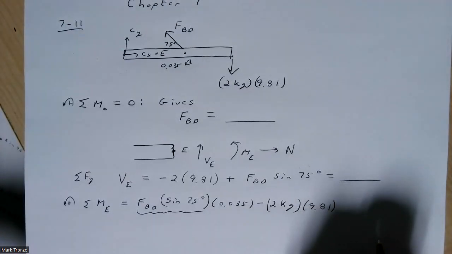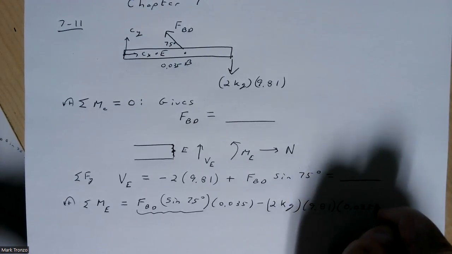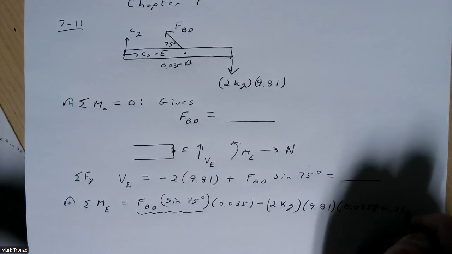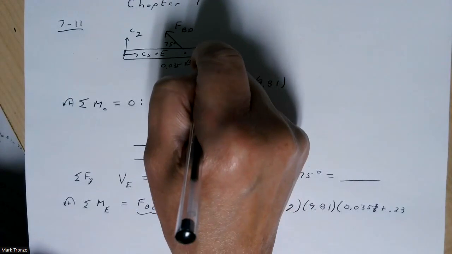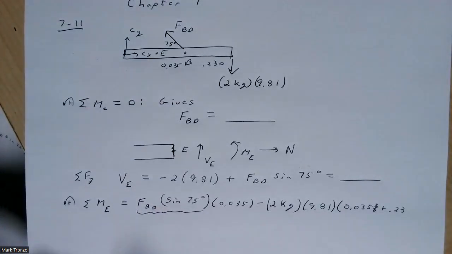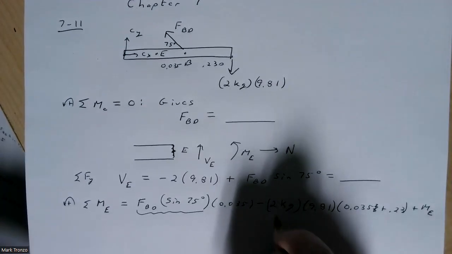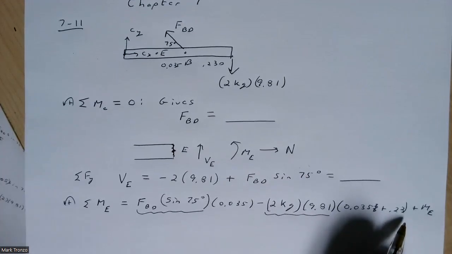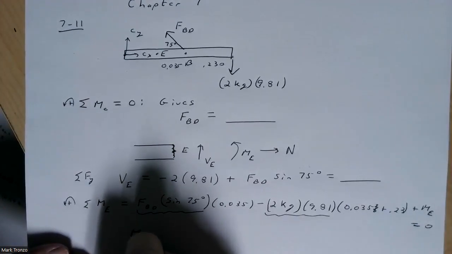And again, in my case, that distance is 0.35 plus 0.230, because on mine this is 0.230, and then plus ME. So again, here is the force and this is the moment arm. And if you set this all equal to 0, this will give you your ME.